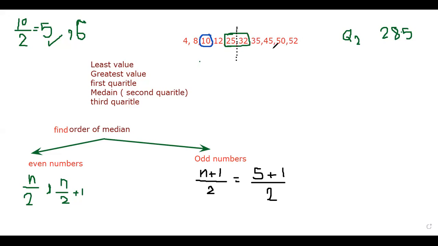Also, we have 5 numbers. So who can tell me the upper quartile? Yes, Ahmed. We have 5 and we want to calculate the order of the median, so it will also be the third number, which is 45. Thank you.